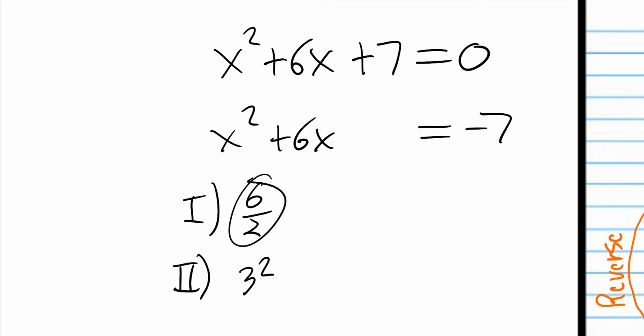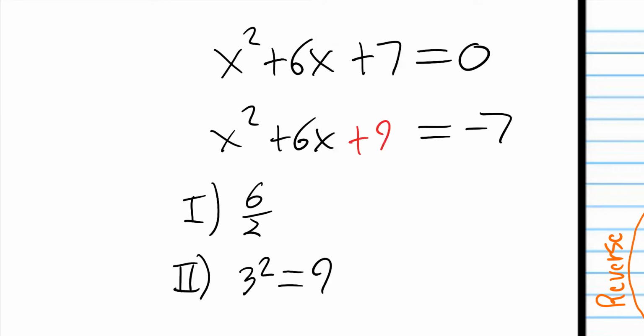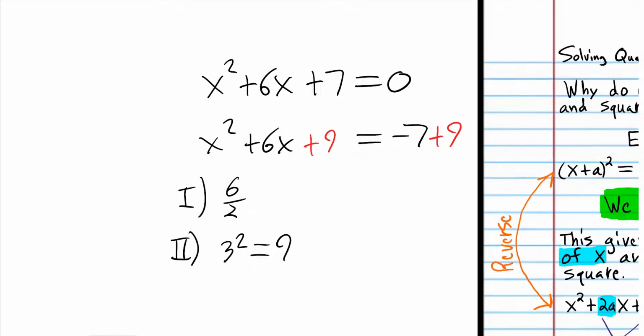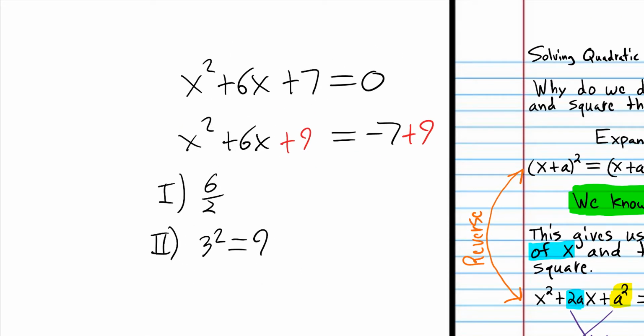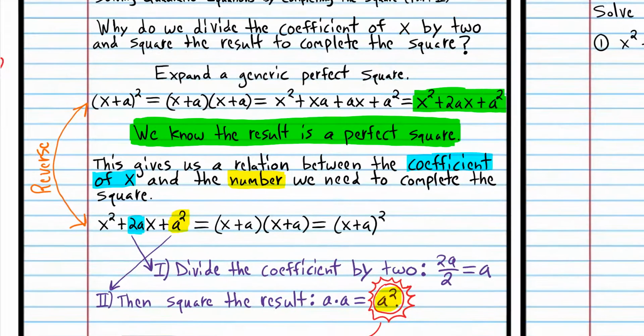So 6 divided by 2 is 3, then you have to square it and you get 9. So add 9 to both sides, and that makes this a perfect square. But like I said, what we didn't talk about is why you take this number, divide by 2 and square it. Why does that complete the square? Well, that's what we're going to talk about a little bit now.